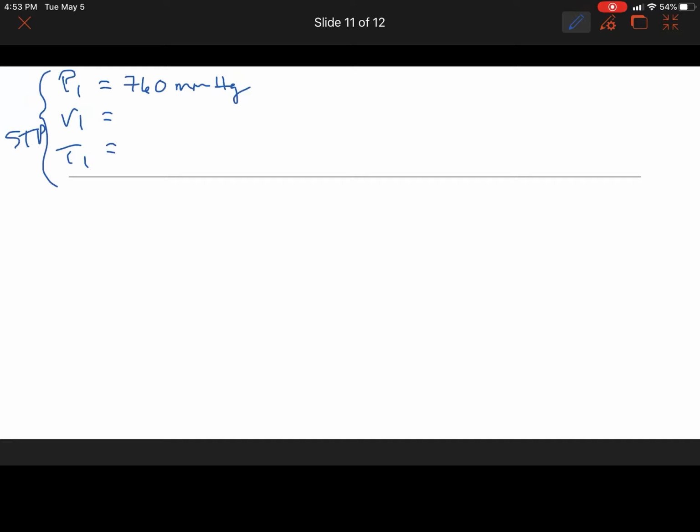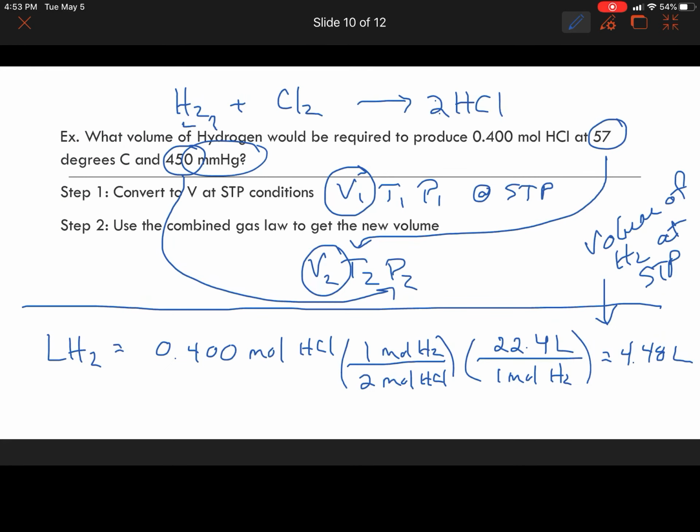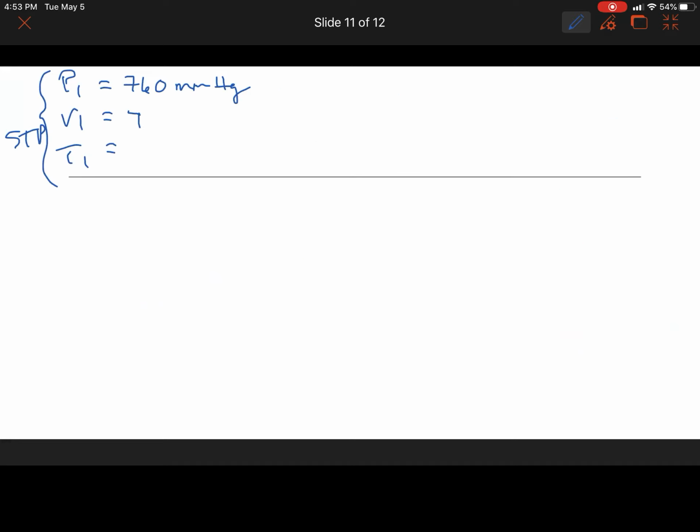The initial volume here, sometimes people make mistakes and they try to put 22.4 in here. That's not the volume. The volume that you're going to use is what you calculated here, the 4.48 liters. So this is going to be 4.48 liters. Sorry, my 4 is a little funny. 4.48 liters. My temperature, that's the temperature at STP. Remember to put it into Kelvin. So it's going to be 273.15 Kelvin.